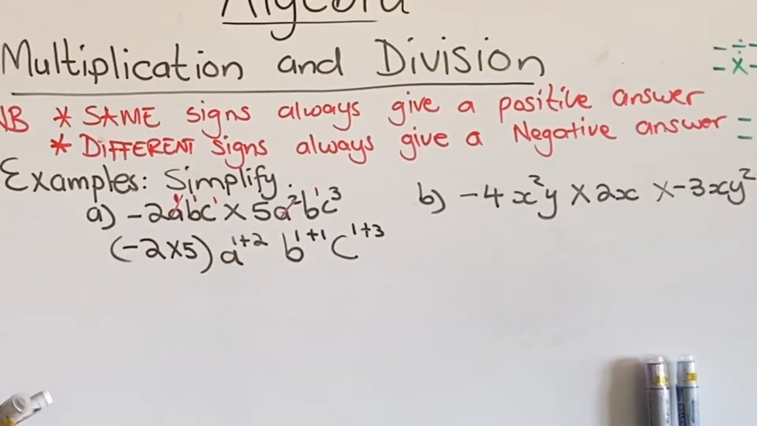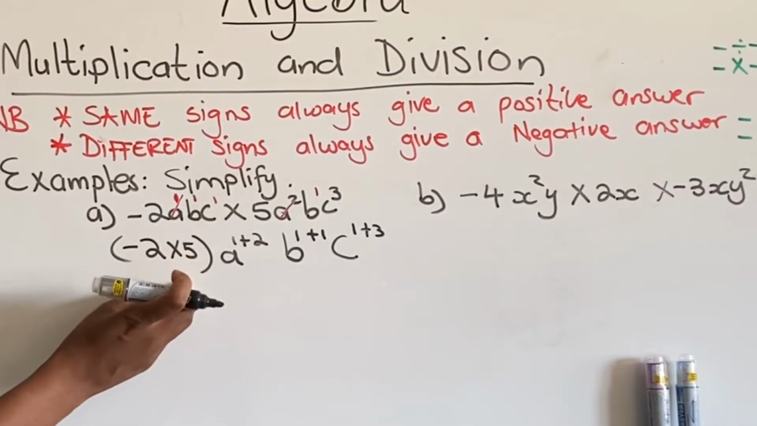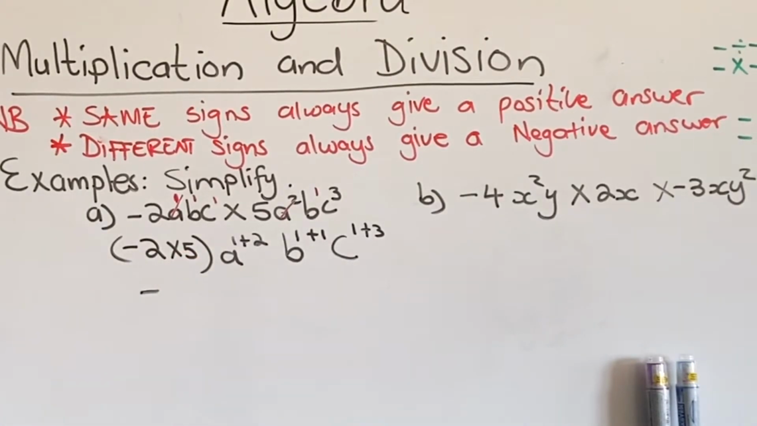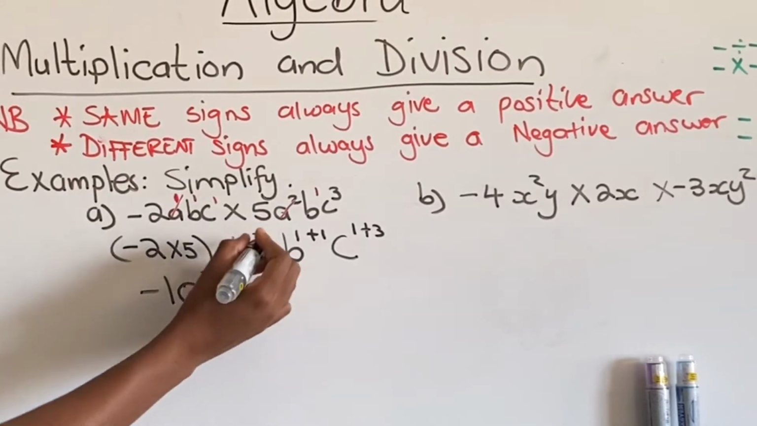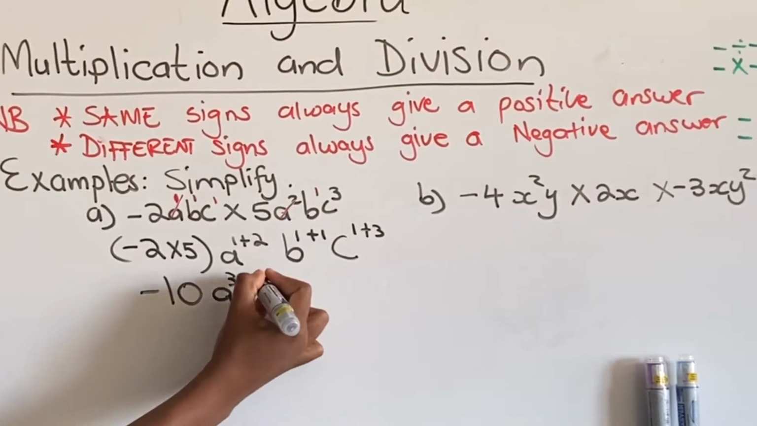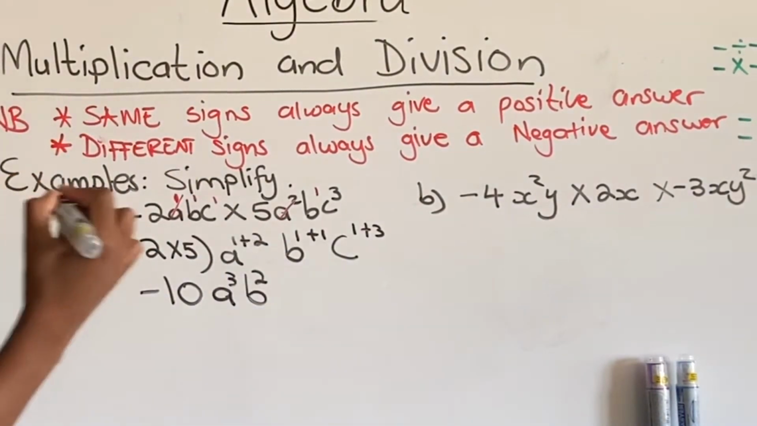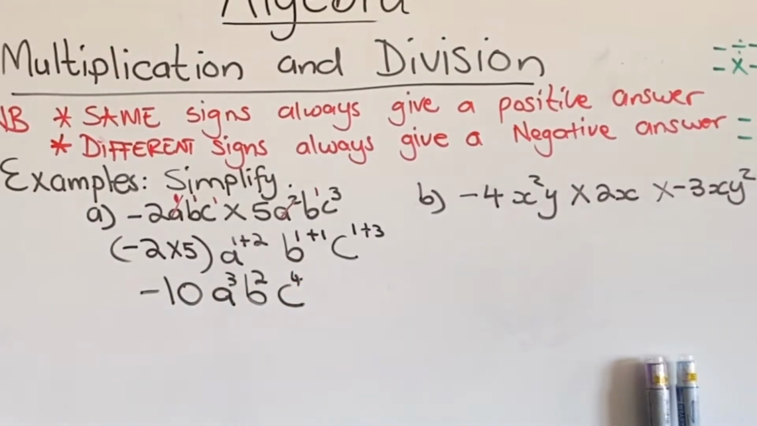So to continue this, multiplying the numbers, negative times a positive, different signs always come out negative, and 2 times 5 is 10. Then we come to A to the power of 3, because 1 plus 2 is 3, B to the power of 2, because 1 plus 1 is 2, and then we have C to the power of 4, because 1 plus 3 is 4, and we are done. Only add the powers of the same base.